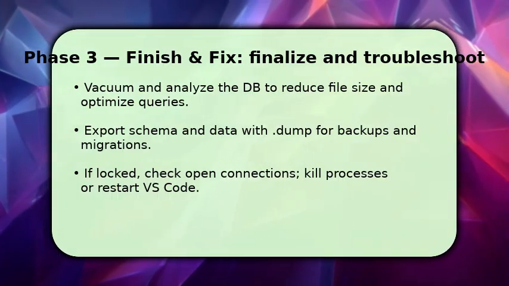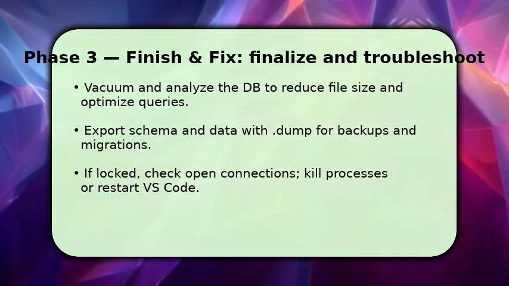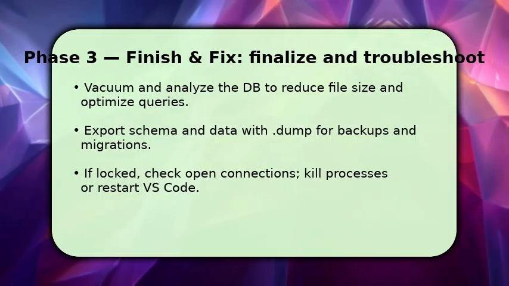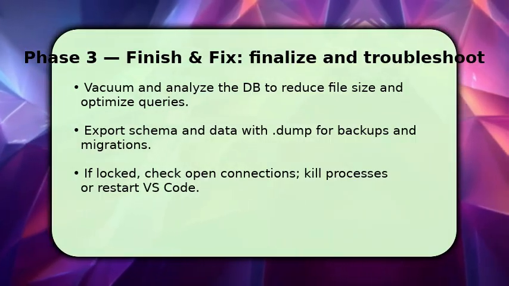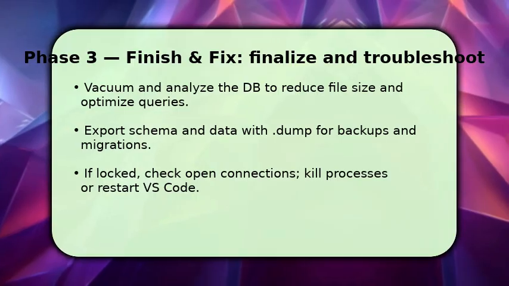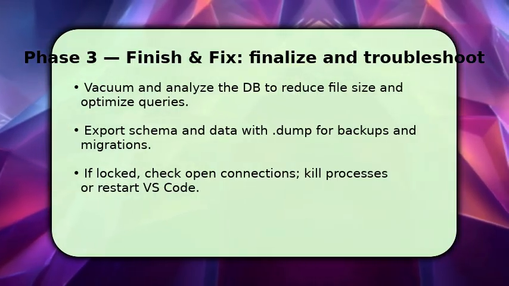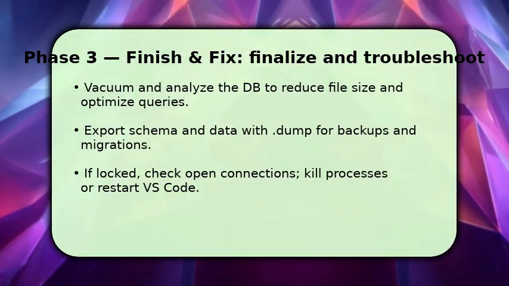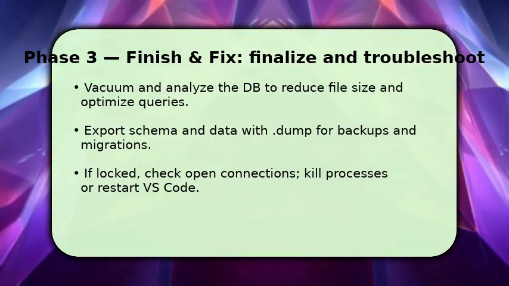If something goes wrong, like a locked database, first check for open connections in the extension and the integrated terminal, then close or restart VSCode. You can also kill the Sqlite3 process. This single troubleshooting step resolves most access and locking errors quickly.